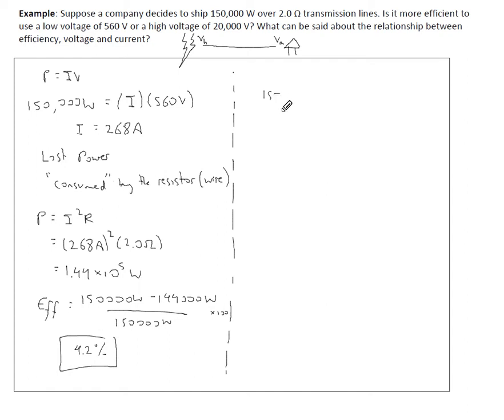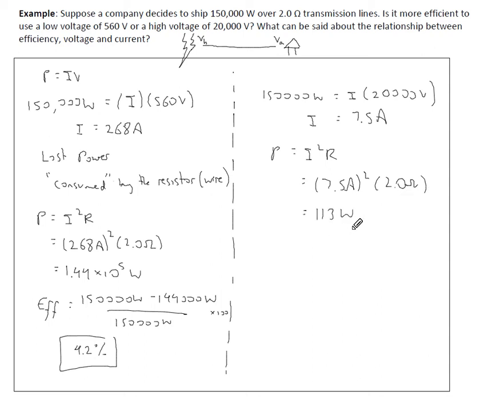Let's see what happens if we did the other one, 150,000 watts. I times a 20,000 volt line. You get a current of 7.5 amps. Go P equals I squared R. Same idea. You get 7.5 amps squared times 2.0 ohms. You get 113 watts lost. Pretty good. Efficiency is 150,000 minus our lost energy divided by our input, and we get almost 99.9% efficient.